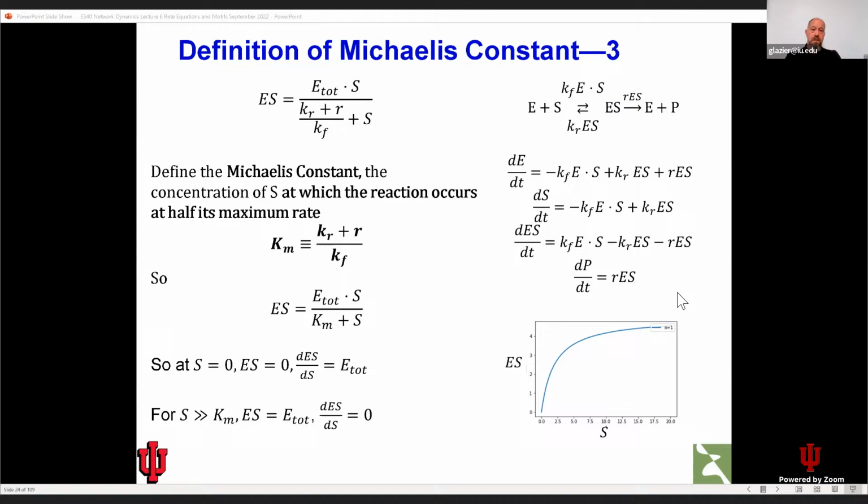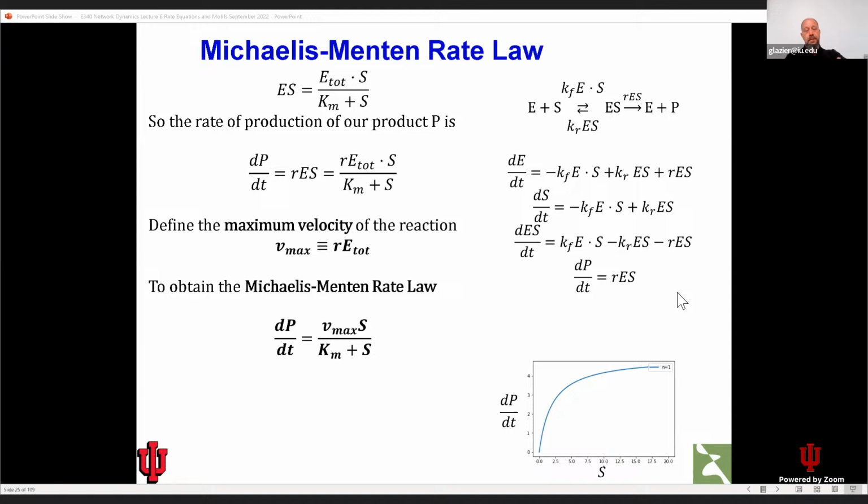And so this is nice. When the concentration is equal to Km, the rate of reaction is half of its maximal value. If S is zero, the rate of reaction is zero. If S is infinity, the rate of reaction will be E total. I can simplify a little bit further by writing V max is equal to R times E total. And then I get the final form of this, which is the simple one. dP by dt, the rate of production of my product, is equal to V max times S divided by Km plus S. Notice that V max and Km are hiding a bunch of the rate constants, KF, KR, R, E total, and so on.